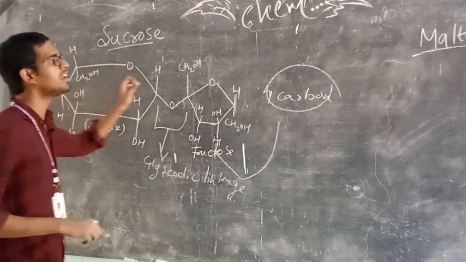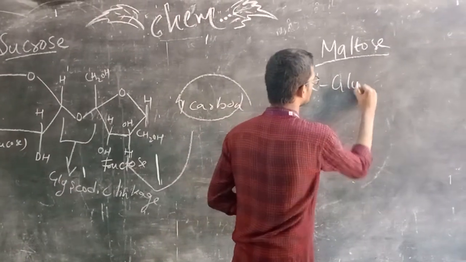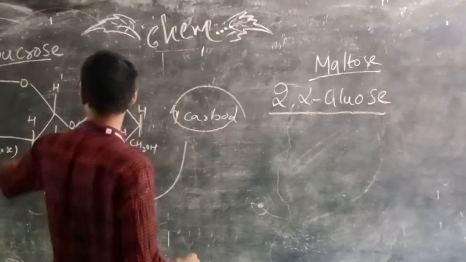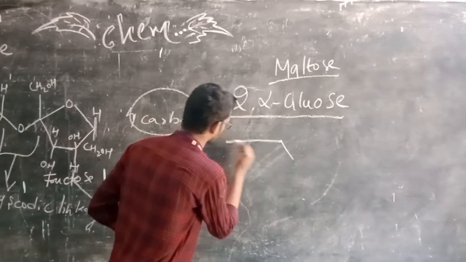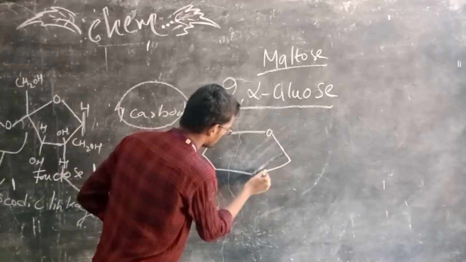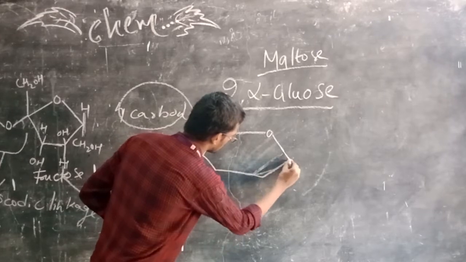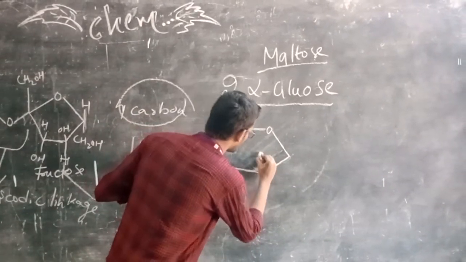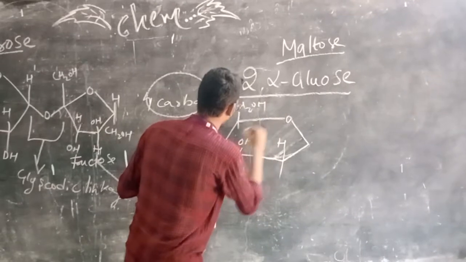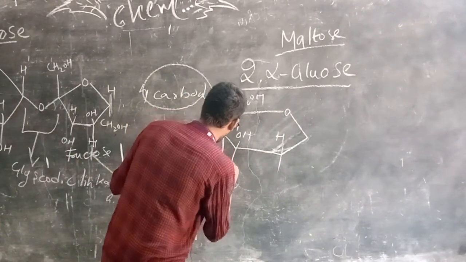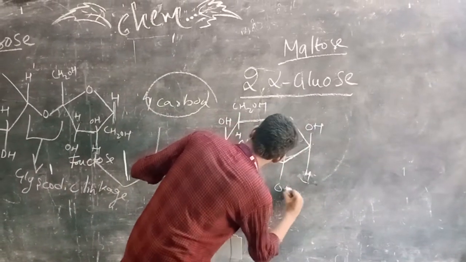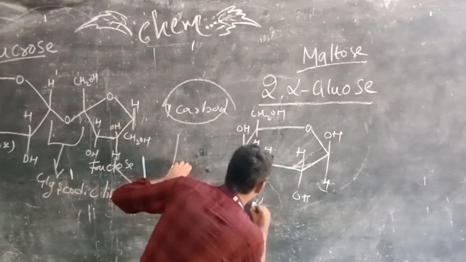in the same way here two alpha glucose molecules, we should remember this, two alpha glucose molecules, the same structures we are going to write here. This is the glucose structure we are writing here. CH2OH, H, OH, H, OH, H, OH, H. This is alpha glucose.